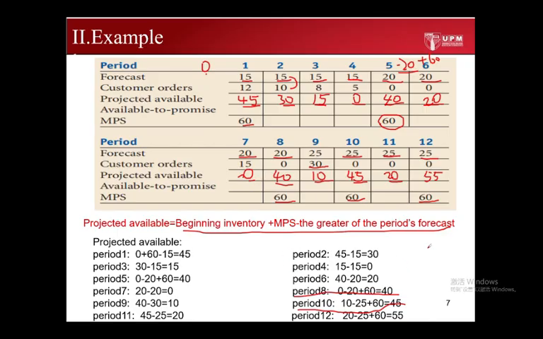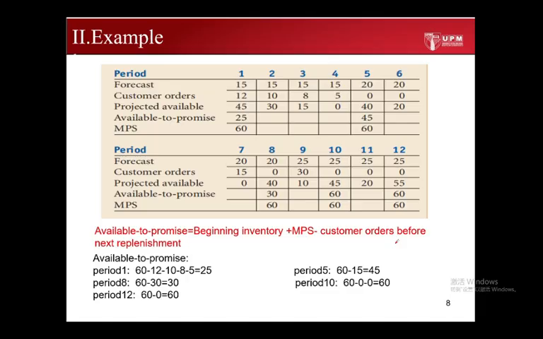This is the calculation process of projected available. Next, we need to calculate available to promise, ATP. We can use this formula to calculate.